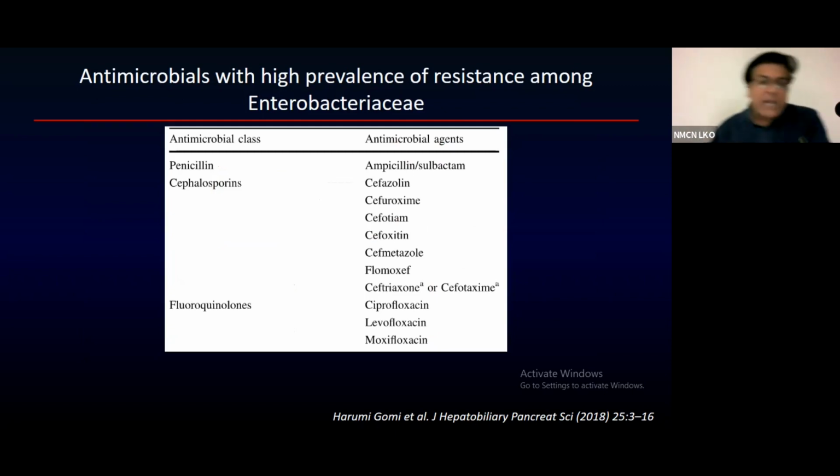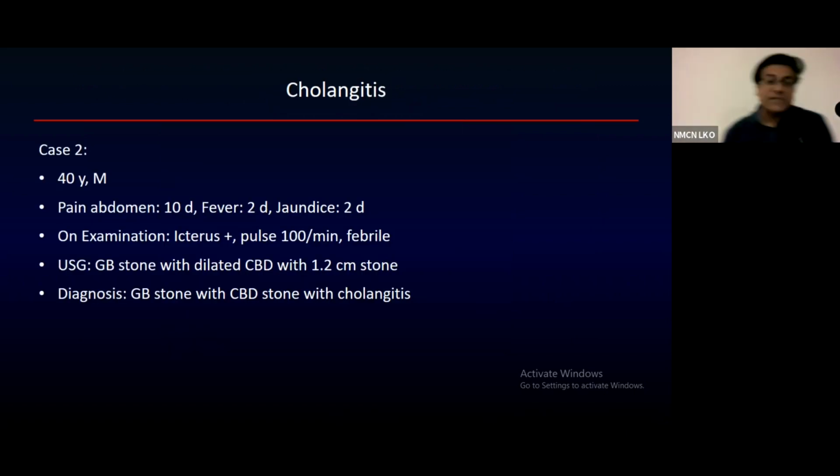So again, antimicrobials with high prevalence of resistance among Enterobacteriaceae, this you need to know. Penicillin, ampicillin-sulbactam, cefuroxime have high resistance. Among fluoroquinolones, ciprofloxacin and levofloxacin have again got high resistance.